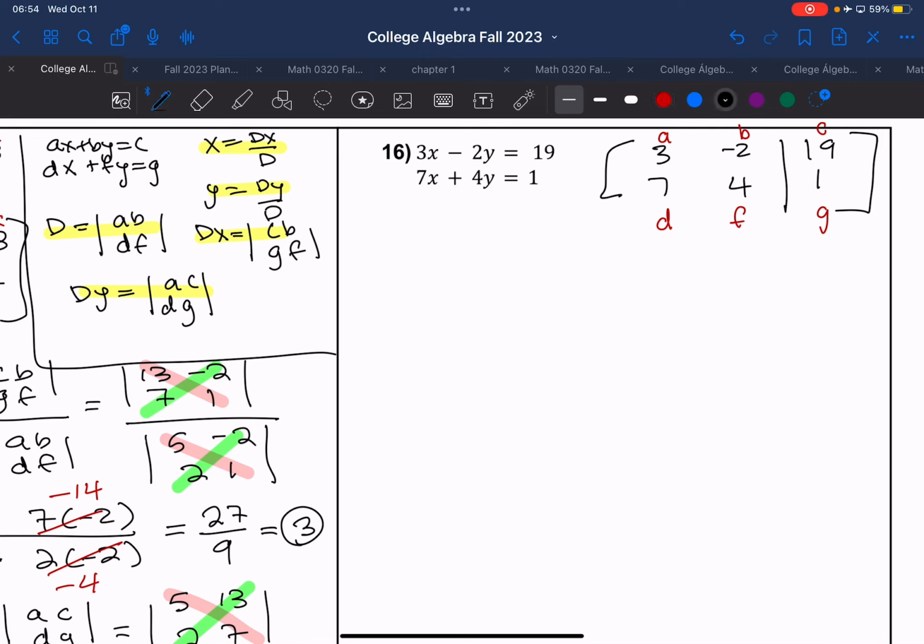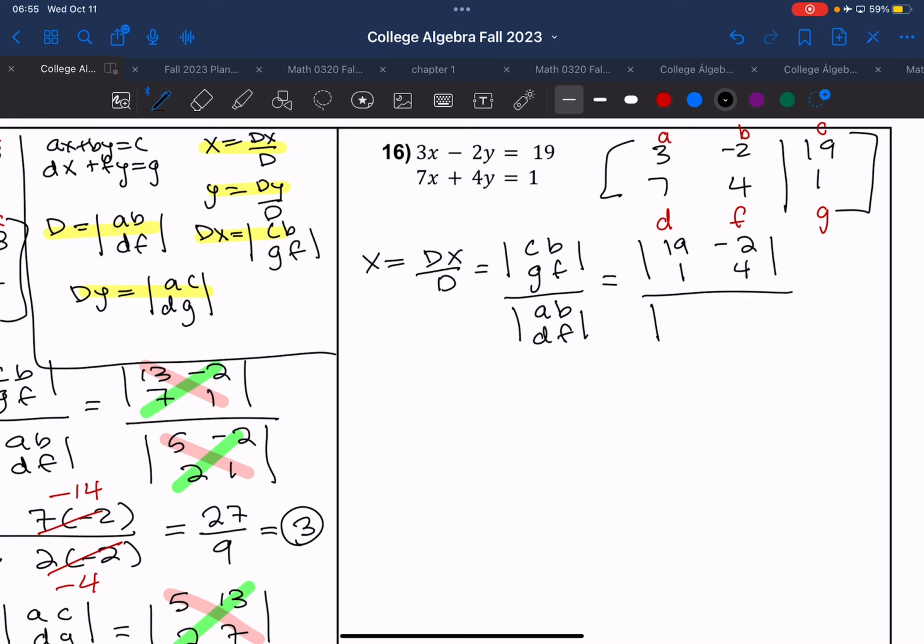So finding x first, we know that x is equal to determinant x over determinant D. And we know that the determinant x is C, B, G, F, and determinant D is A, B, D, F. So we're just plugging in our numbers into this formula. So C is 19, B is -2, G is 1, and F is 4, so that's our top one. A is 3, B is -2, D is 7, and F is 4. That's our bottom one.